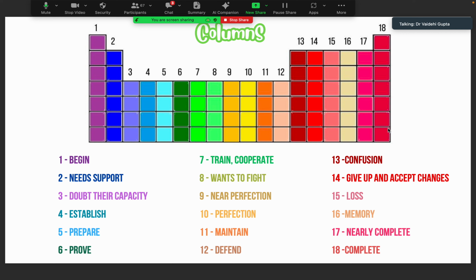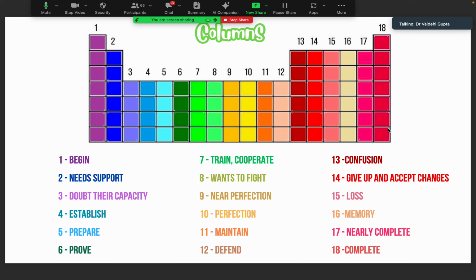That's why there is lots and lots of anxiety in column 9. What if they fail? What if they lose? So there is great anxiety in column 9. Column 10 is a phase of perfection, it is a phase of success. Column 11, they want to maintain that success. Column 12, they want to defend that success.